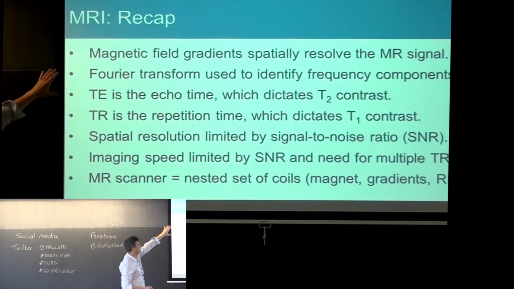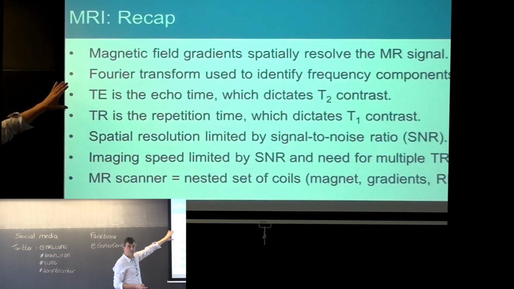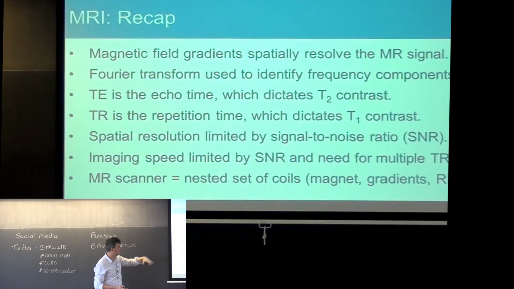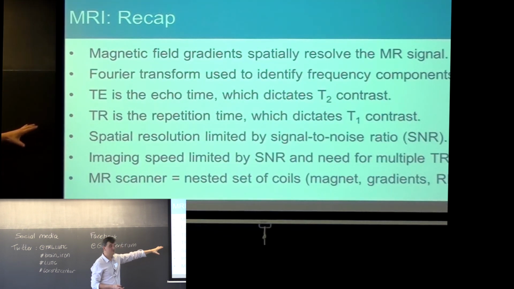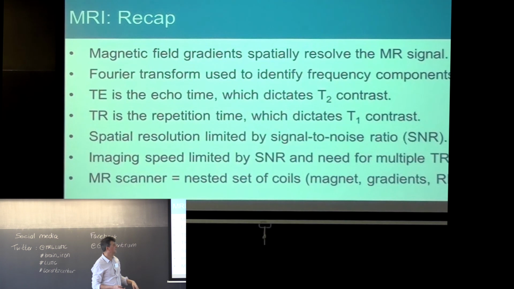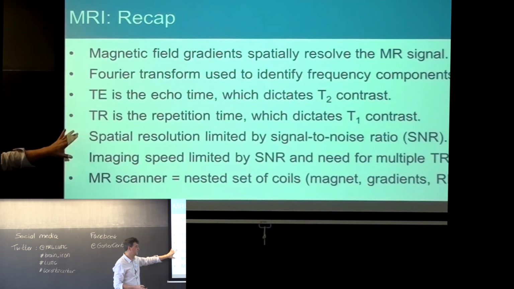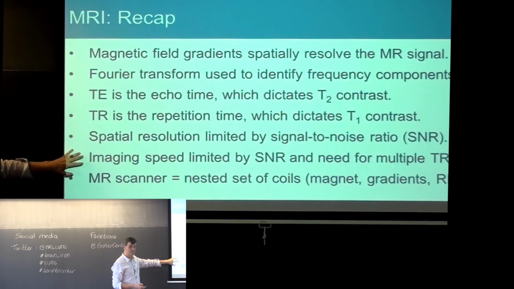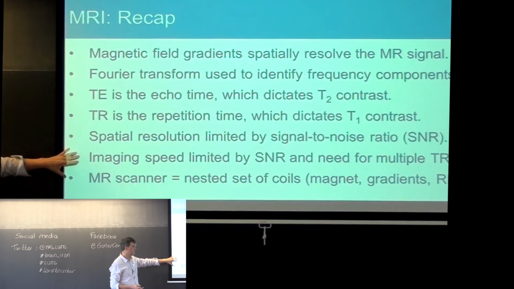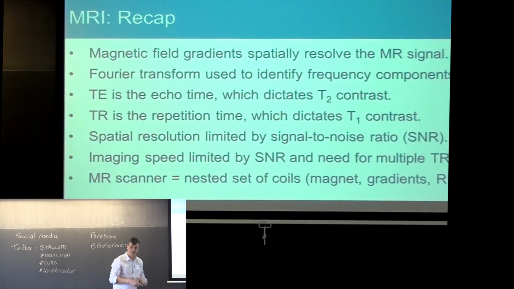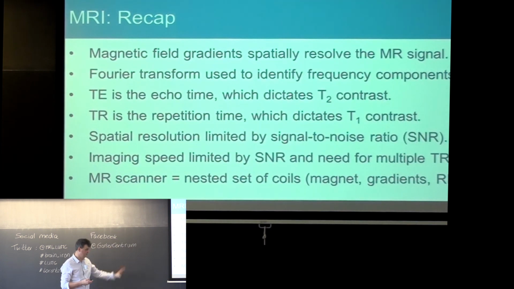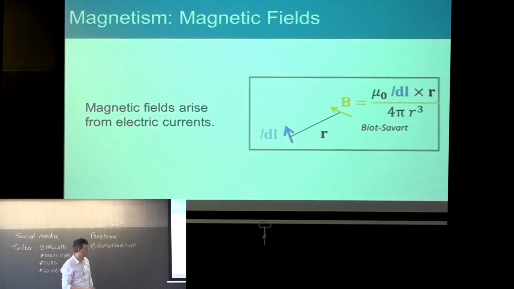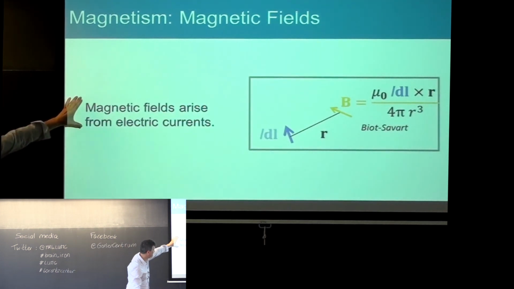So magnetic field gradients spatially resolve the NMR signal. Fourier transforms are used to identify frequency components. TE is the echo time, which dictates the T2 contrast. TR is the repetition time, which dictates the T1 contrast. Spatial resolution is limited by signal-to-noise ratio. The imaging speed is limited by signal-to-noise ratio. And the MR scanner is a nested set of coils, essentially an expensive nested set of coils. Okay, so that's MRI. Now, onto magnetic fields.